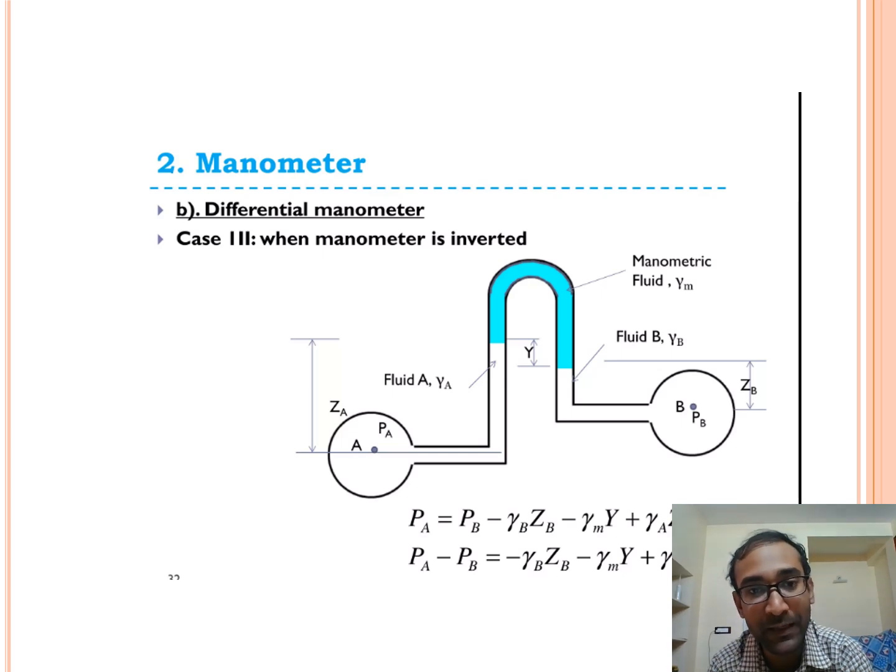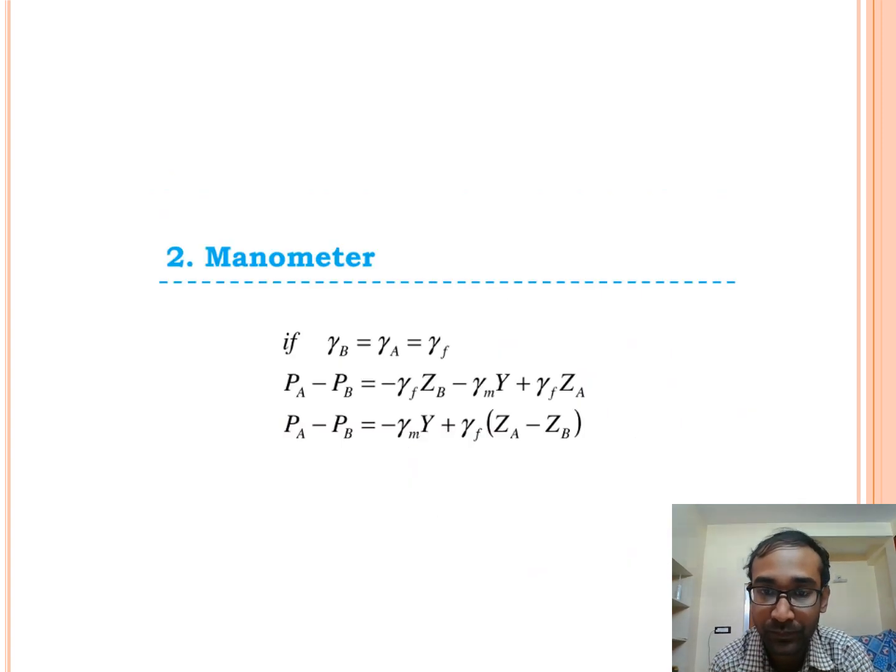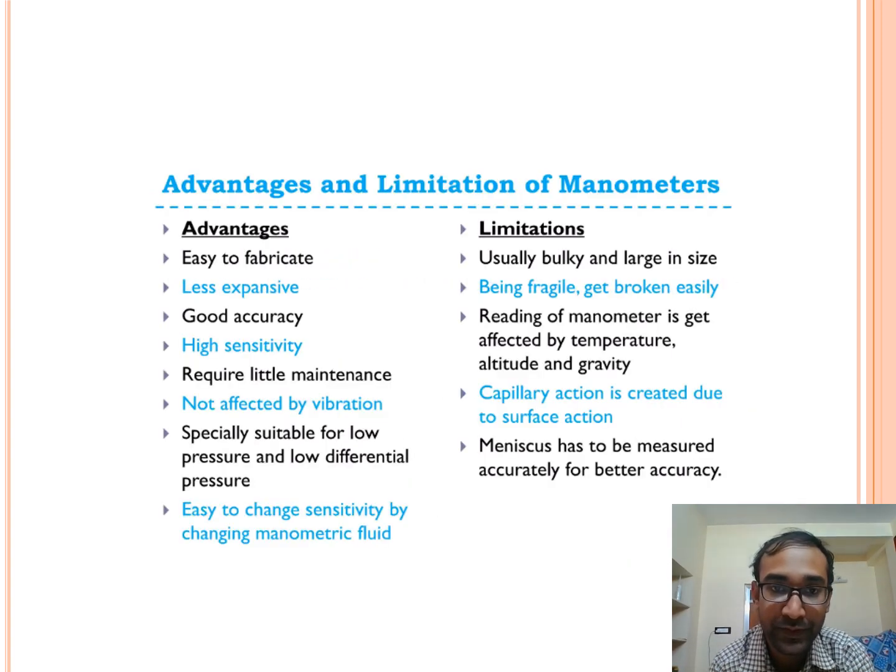In the third case, the differential inverted manometer, the pressure acts downward. It is the same thing in the x direction and y direction: the left hand side and right hand side pressures are the same, but in the negative direction, downward. With this change of sign, we get Pa minus Pb equals minus gamma B Zb minus gamma m Y plus gamma A Za. So this is the thing.